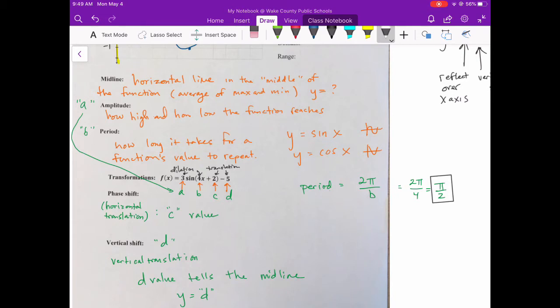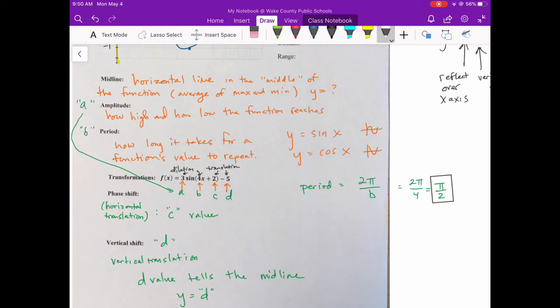That's going to be your midline, because for the parent functions for both sine and cosine, the midline's at 0 or the x-axis. So if it tells you to translate down, you'll go down, and that takes the midline down. If it tells you to translate up, then you'll go up, and that takes the midline up. So that d value is going to tell you what your midline is. All right, and that's going to be your vertical translation.